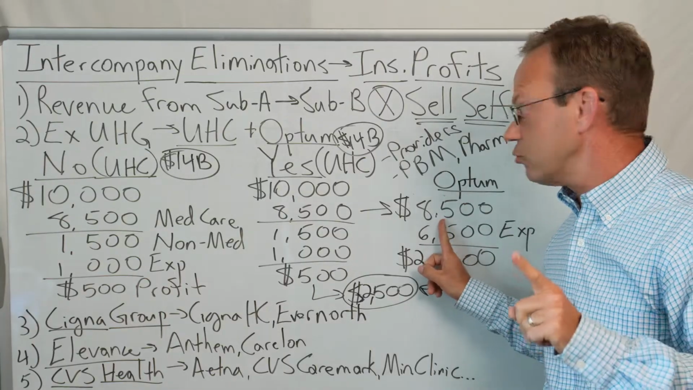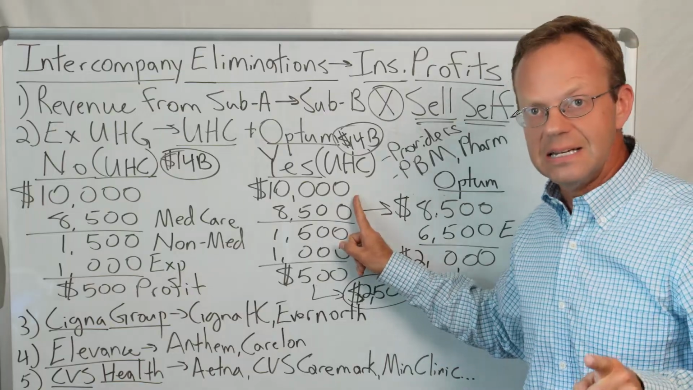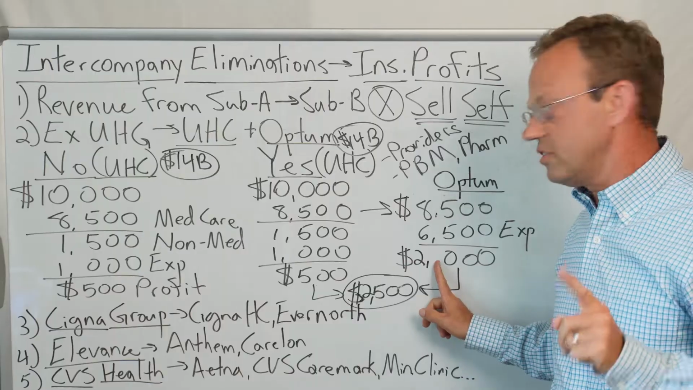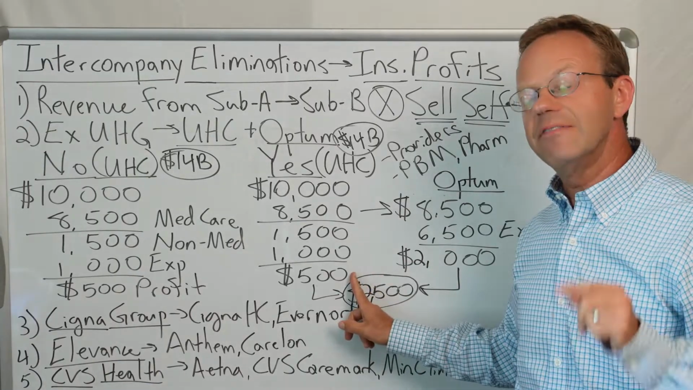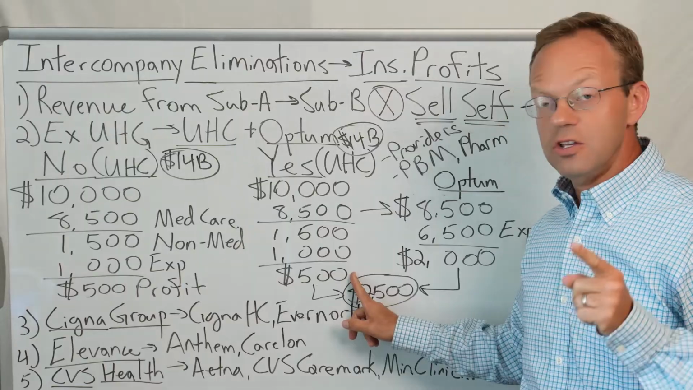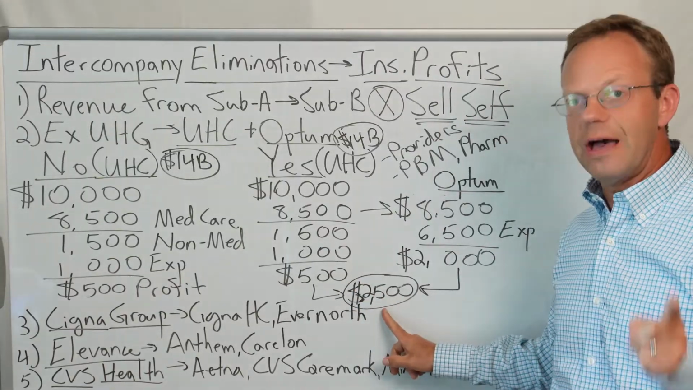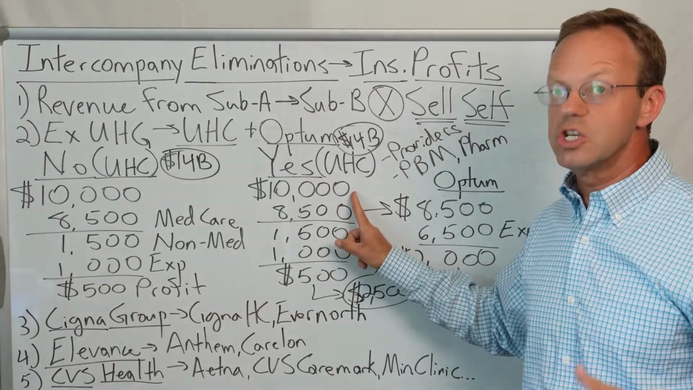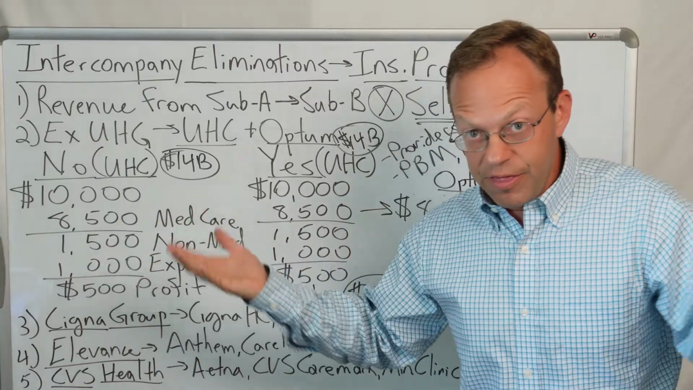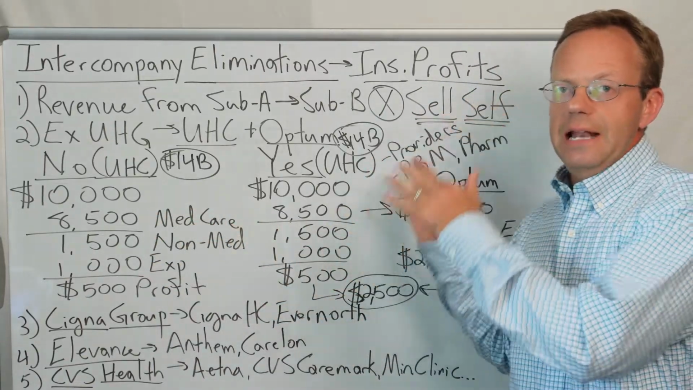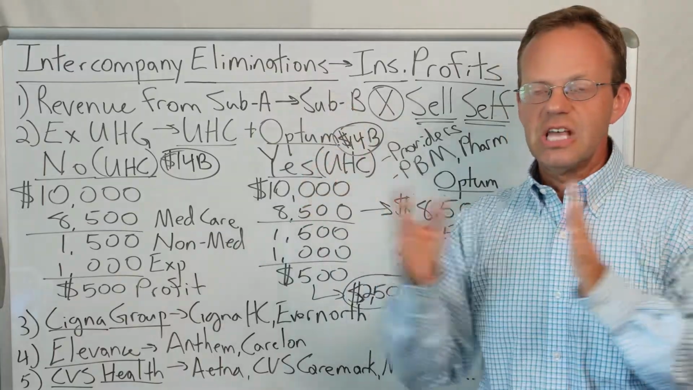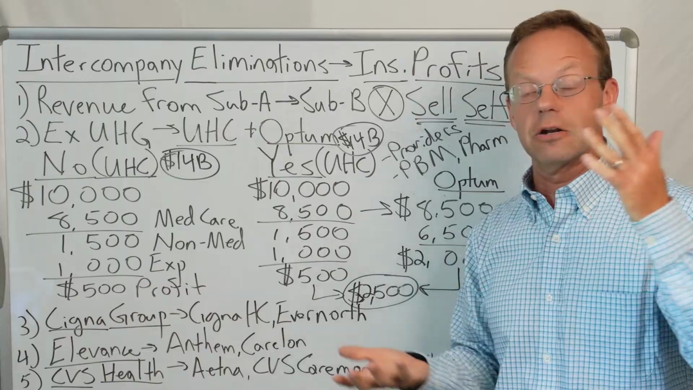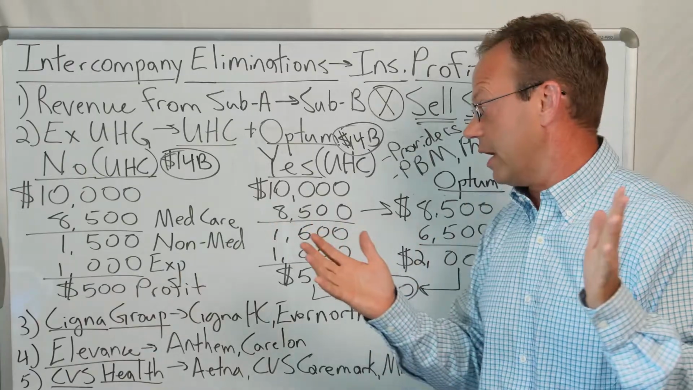Now, the medical loss ratio only applies to UHC. The medical loss ratio does not apply to Optum. So in this case, the $2,000 of profit can be added to the $500 of profit for UHC, and now you have $2,500 of profit off of $10,000 of premium. In other words, it is more than the medical loss ratio. So United Health Group and intercompany eliminations have completely gone around the medical loss ratio by being vertically integrated. And it's totally legal, and all the other carriers do it as well.